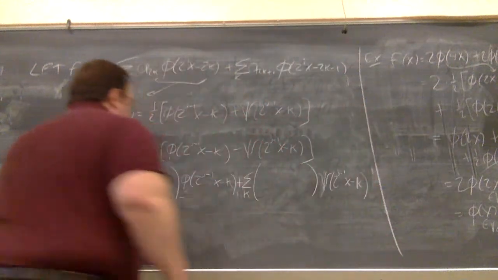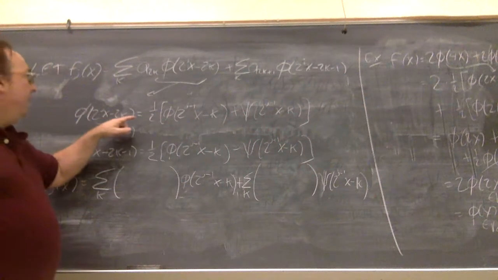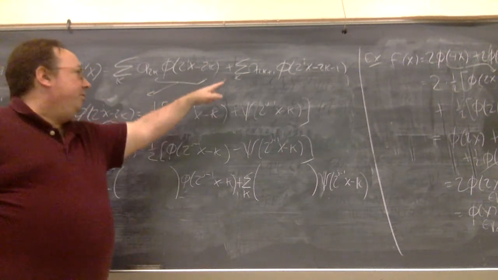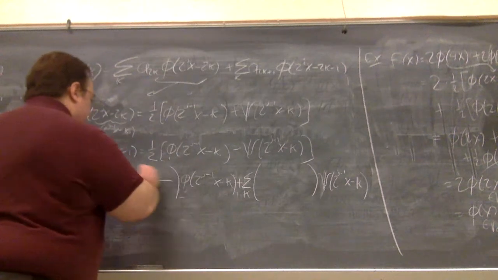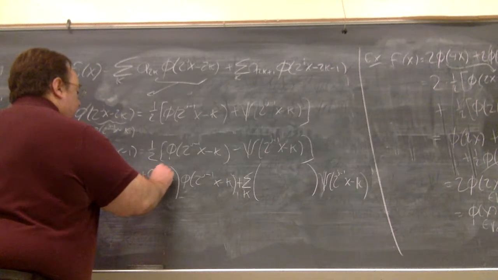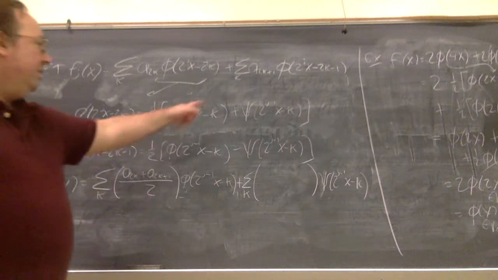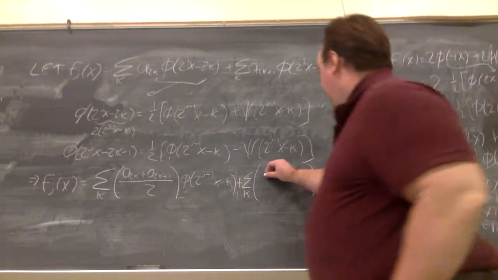Now, what do I need to fill in here? I need to fill in whatever's multiplying these. Well, I have even coefficients contributing to this, odd coefficients contributing to this, and I have a 1/2. So I'll have (a_2k + a_2k+1)/2 for that part. And then over here, same thing except with a minus.